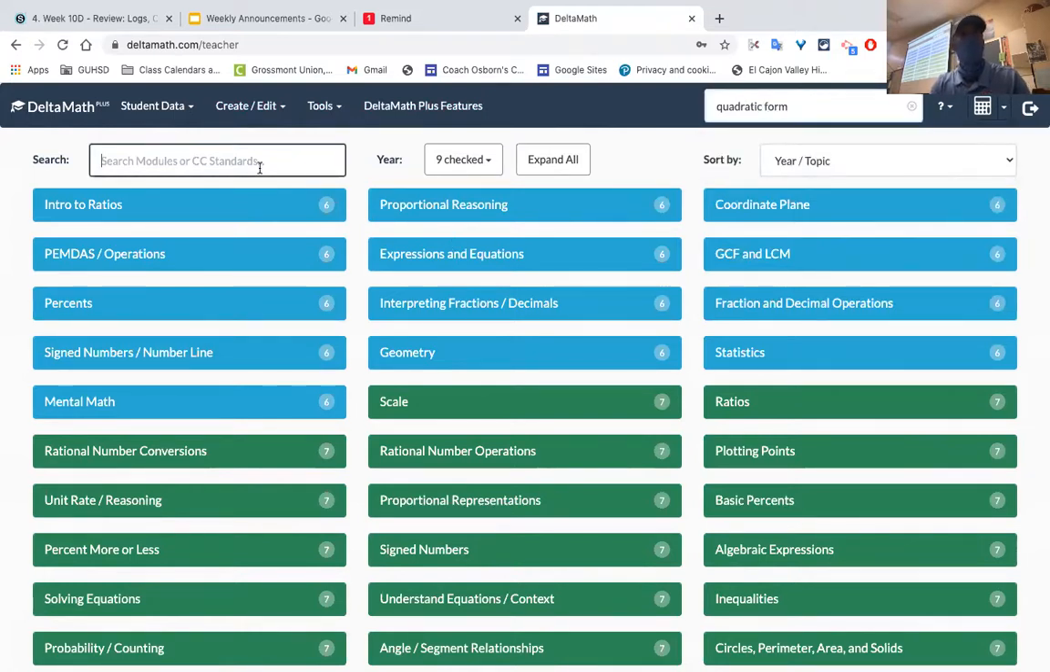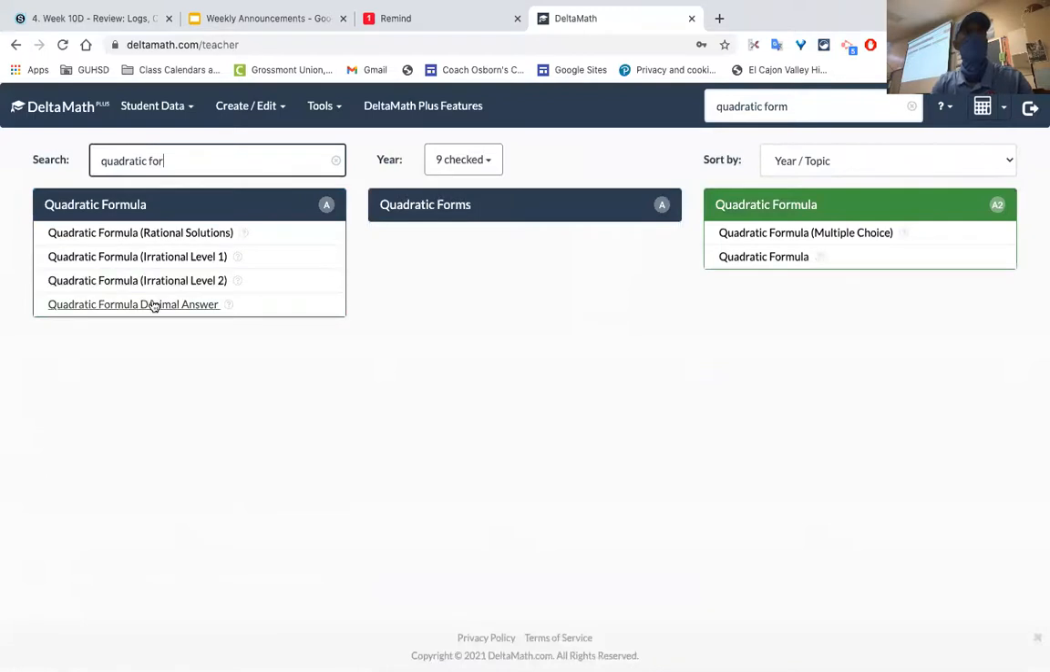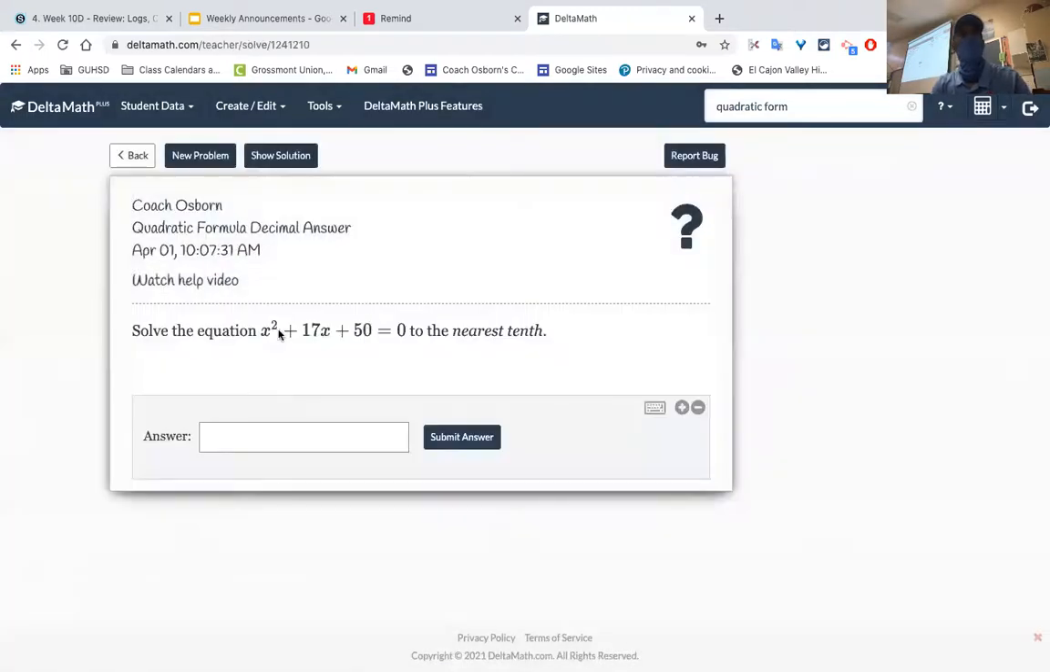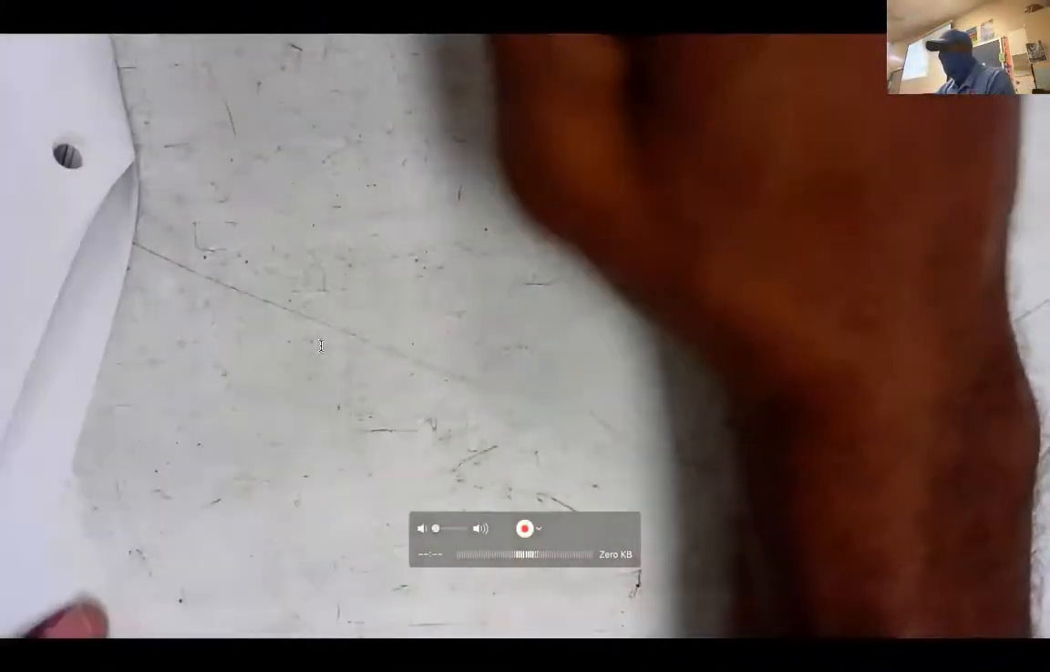Oh, wait, I'm searching the wrong bar. Quadratic formula. Here we go. I'll say decimal answer. All right, so solving equations like this. Now, the whole reason for this, and you guys don't need to take notes on this, the whole reason for the quadratic formula is if you can't factor, right? So let's say I try to factor this problem.